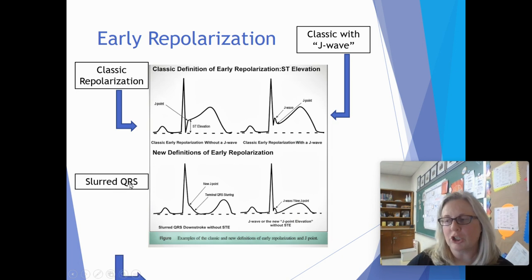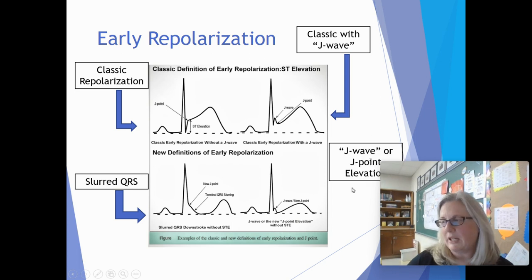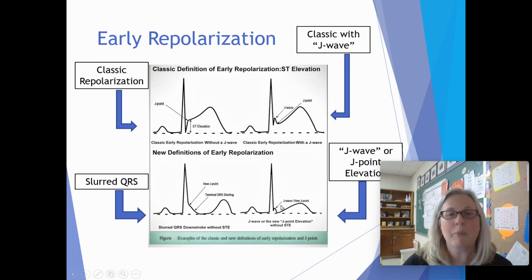This one's called a slurred QRS. You can see the QRS, and then instead of meeting the isoelectric line immediately, it slurs its way down, kind of like a little ski slope. Okay, so that's also considered repolarization. And then this one right here, the J wave or J point elevation. It's actually on the isoelectric line, but you can see the little badoop badoop there.